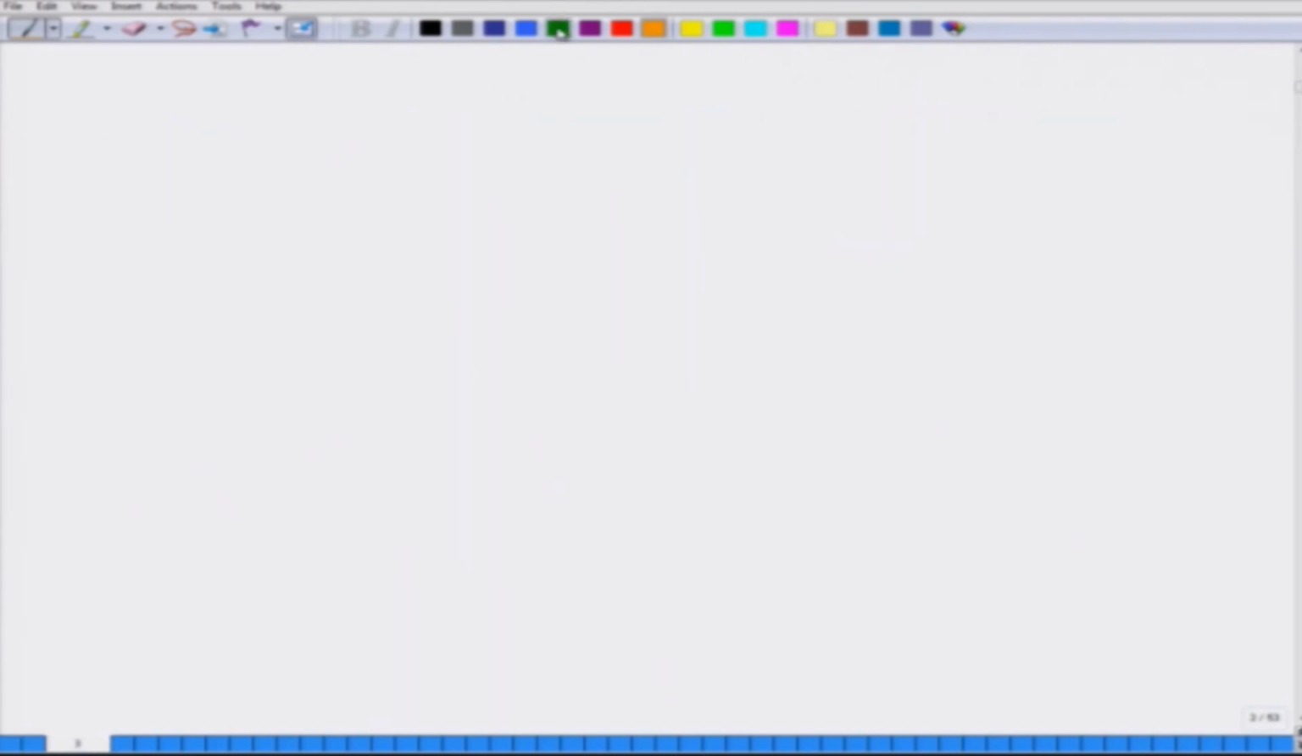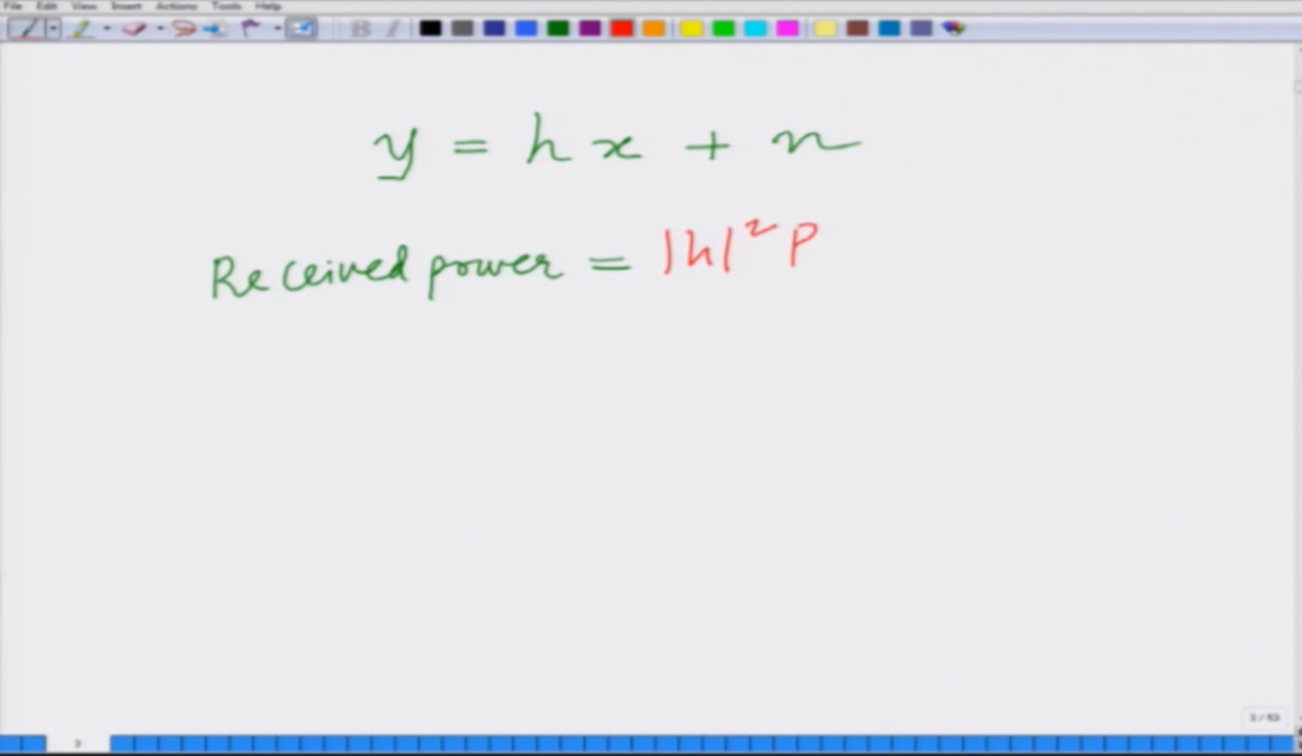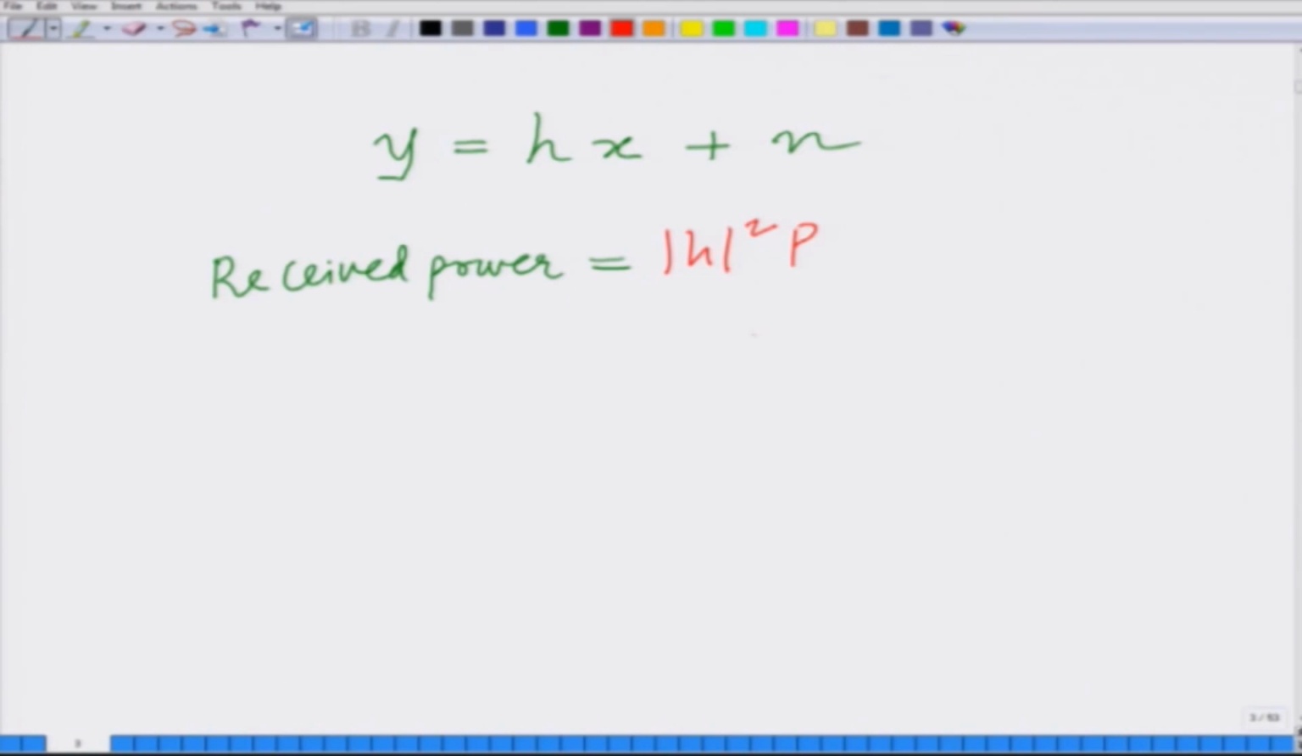Therefore, now if I look at this signal model, I have Y equals H X plus N. The transmitted signal X is multiplied by H, and therefore I have the received signal power equals magnitude of H square times the transmitted power P. But H is equal to A e to the power of j phi, which means magnitude of H equals A, and therefore the received power equals A square times P.